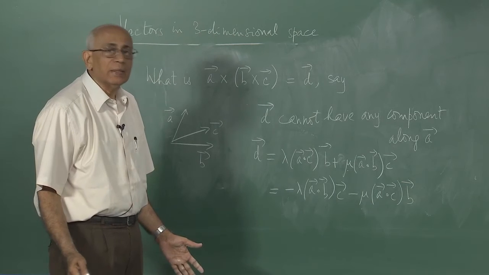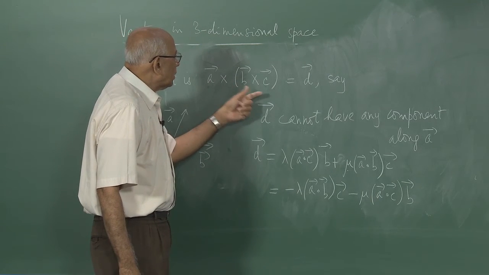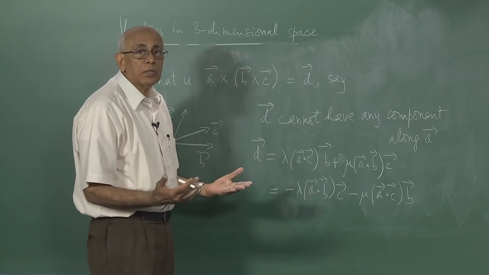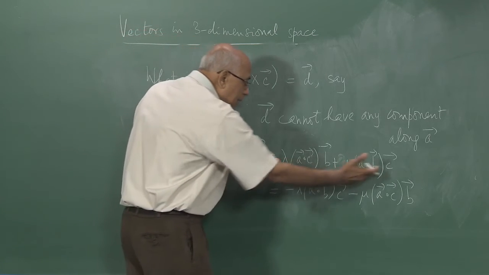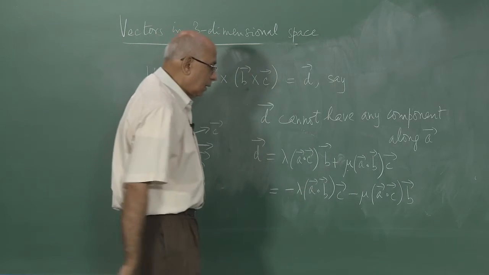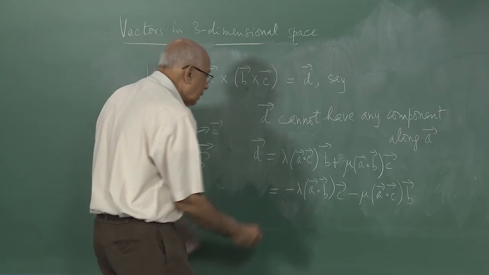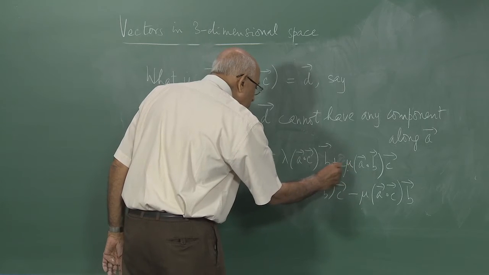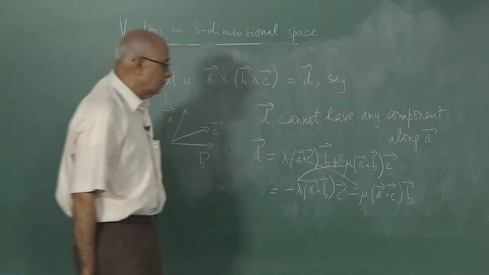No other possibility. Again I go over the argument. Had I started with A cross C cross B by interchanging B and C, I would have got minus the original answer. D should go to minus itself. But D is given by this in the case of B cross C, and it is given by this in the case of the interchange. Now these two must be equal to each other, and this is only possible if mu is equal to minus lambda and lambda is equal to minus mu.